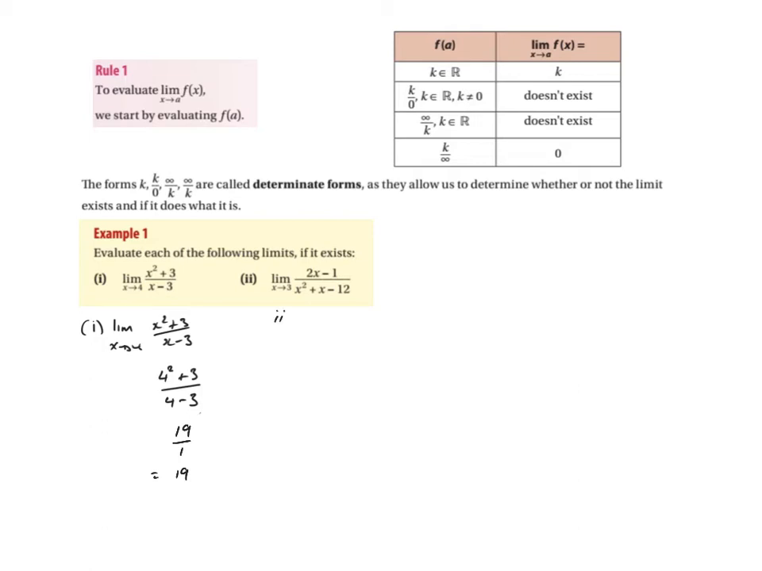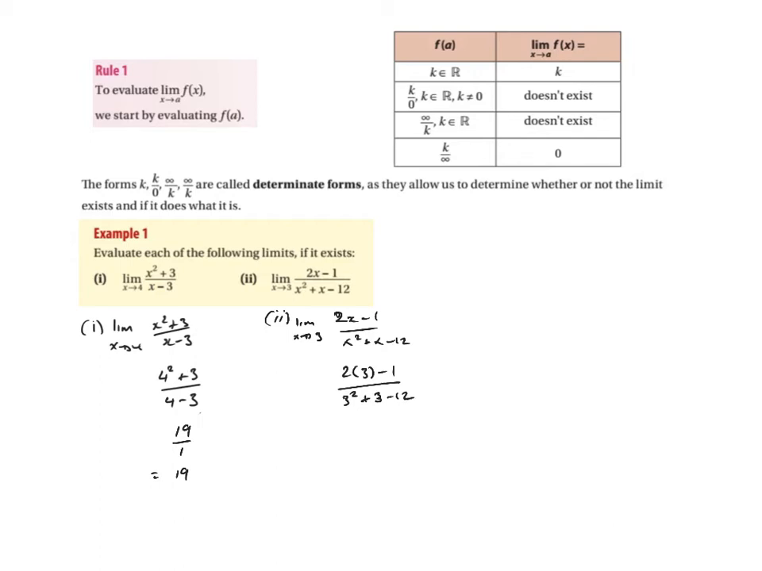For part 2, we've got the same idea. Take the limit of 2x minus 1 over x squared plus x minus 12 as x heads towards 3. So again, stick 3 in. You get 2 by 3 minus 1 over 3 squared plus 3 minus 12. Let's work this out.